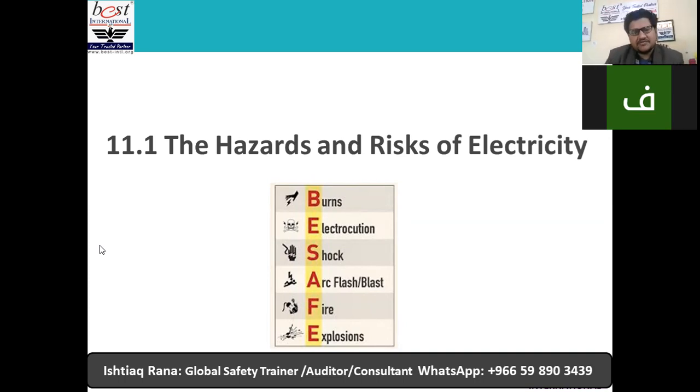I found this on the internet and copy-pasted it. I like it because "BE SAFE" makes it easy to memorize what kinds of hazards and risks relevant to electricity could be there.